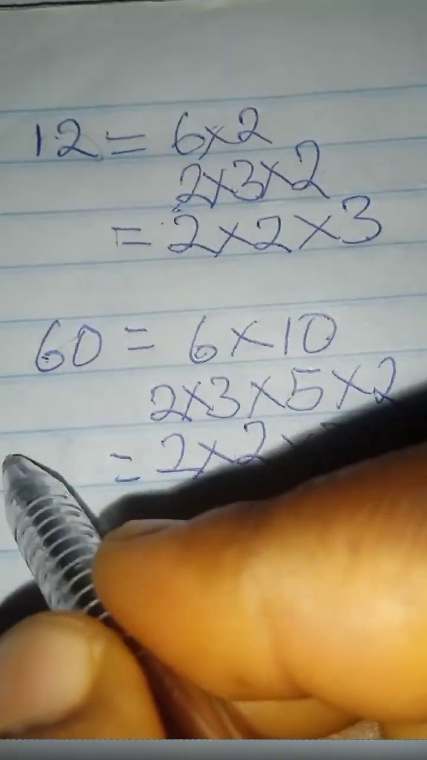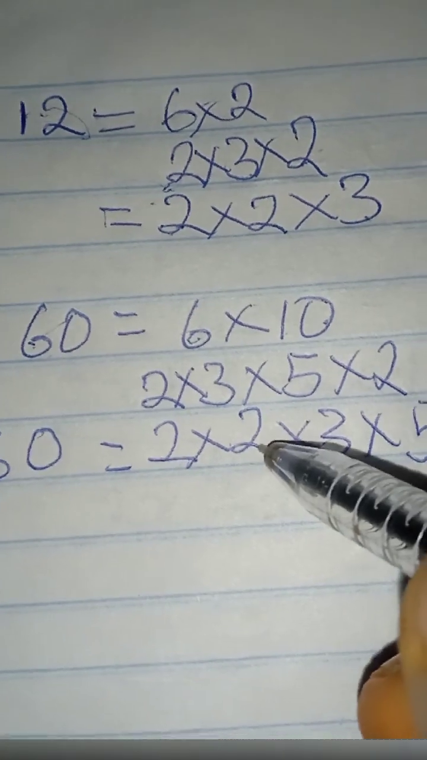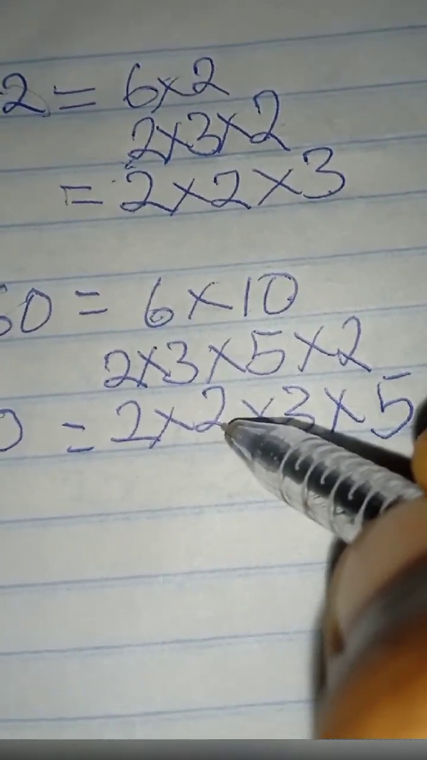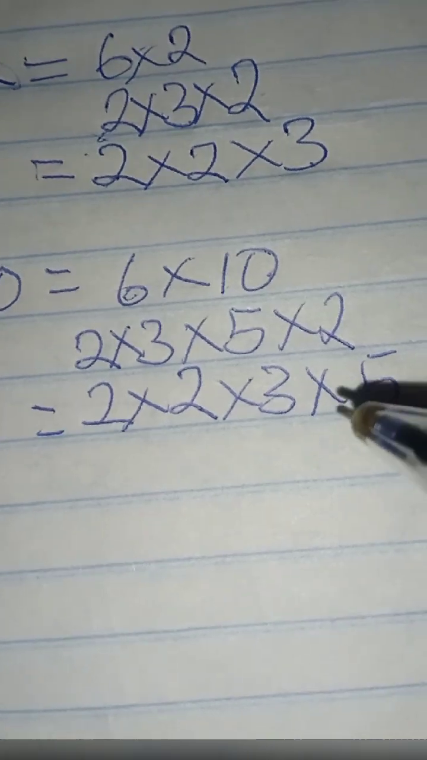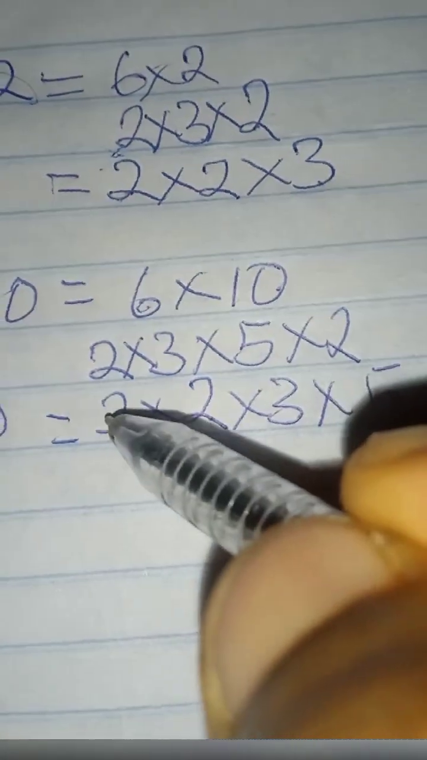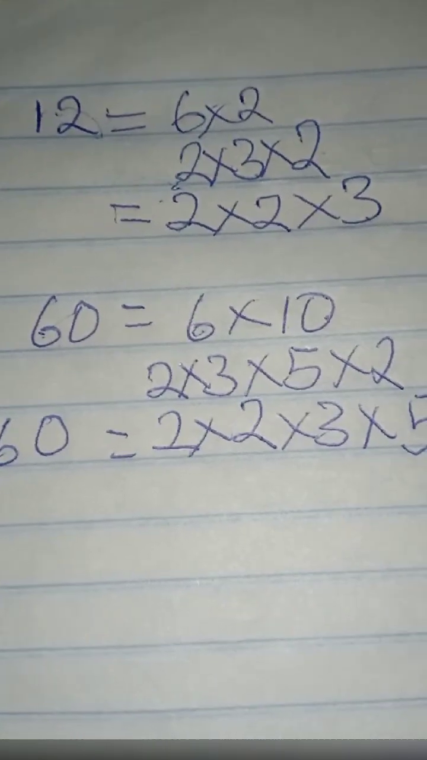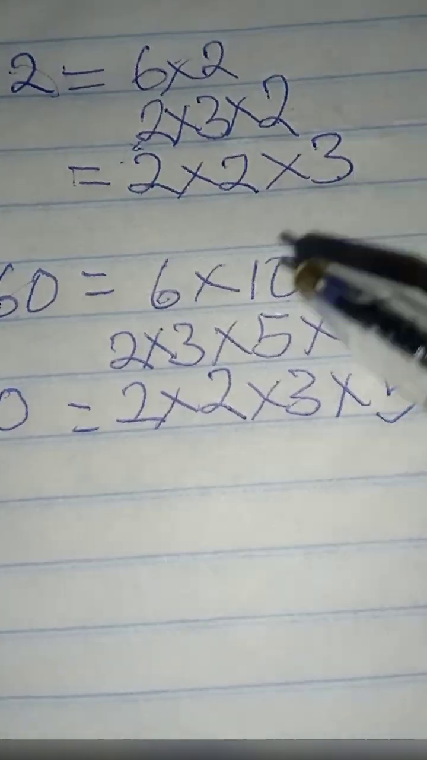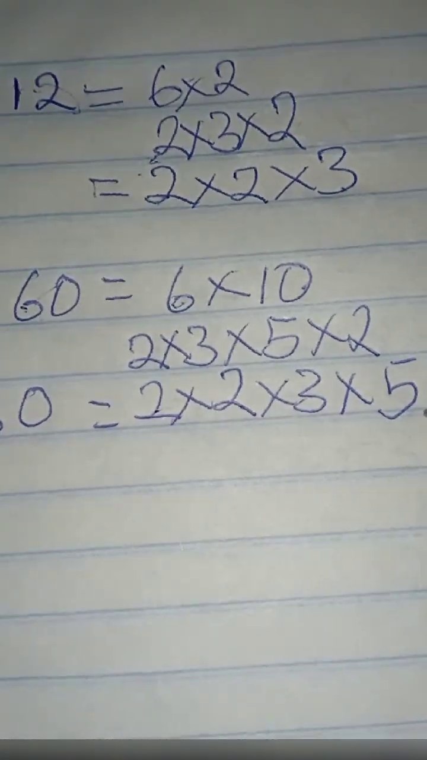I've expressed 60. So if I want to get 60, 60 can be gotten by 2 times 2, 4. 4 times 3 is what? Times 5. So if I multiply this 2 times 2 times 3 times 5, I will get what? 60. So I've expressed 60 as a product of its prime factors.